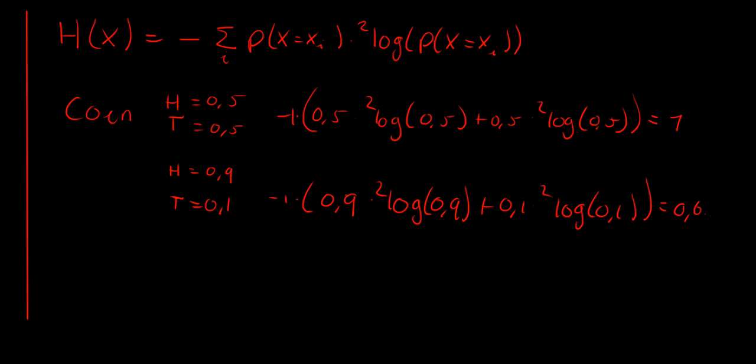But our entropy will always be the highest when we look at a distribution that is uniform. So all probabilities, all outcomes are the same.